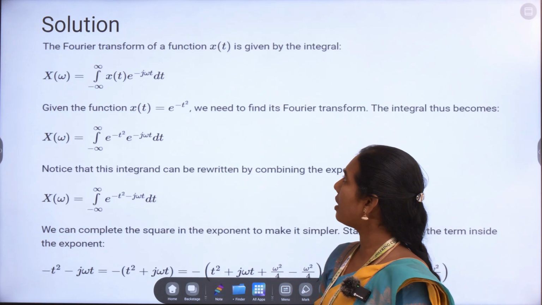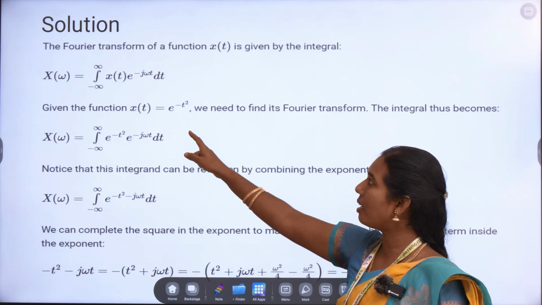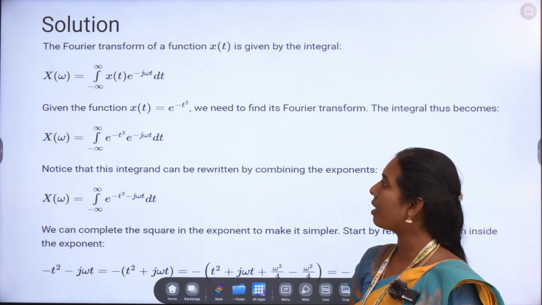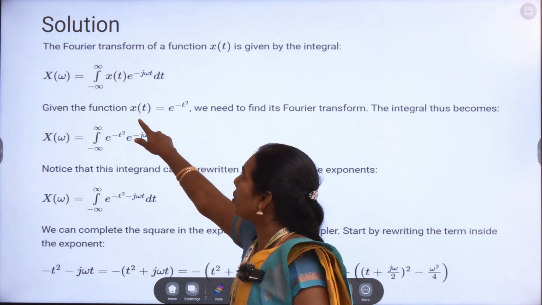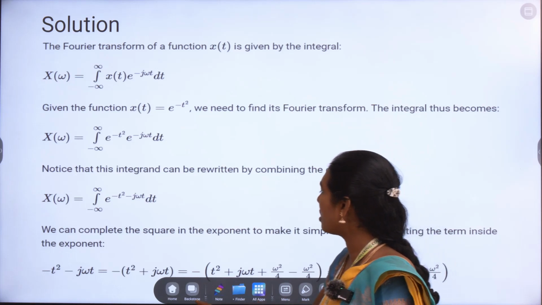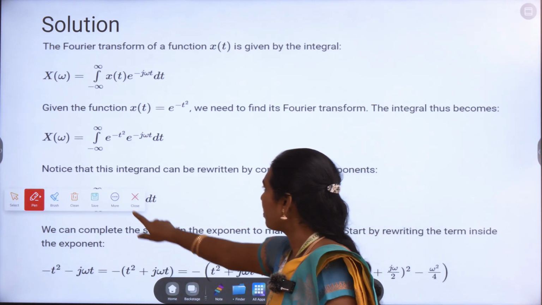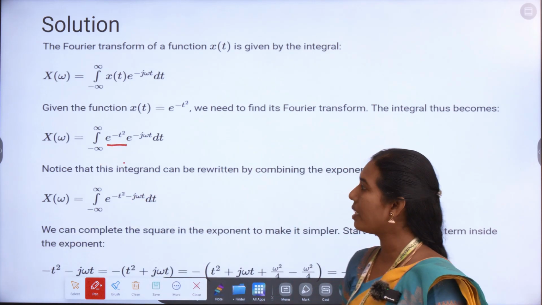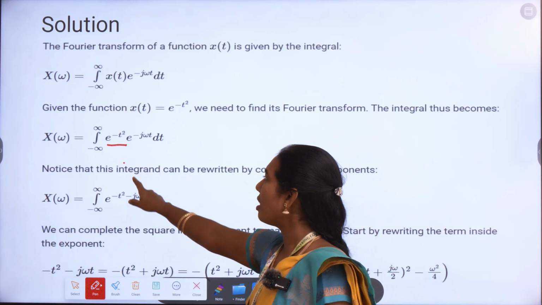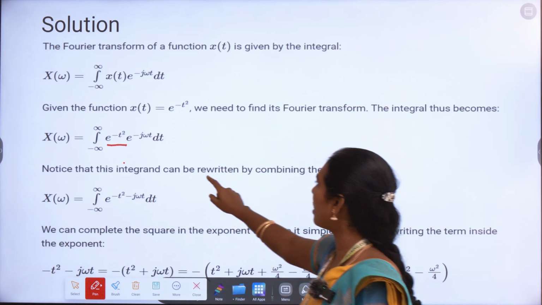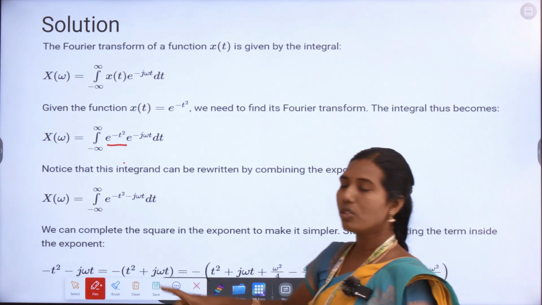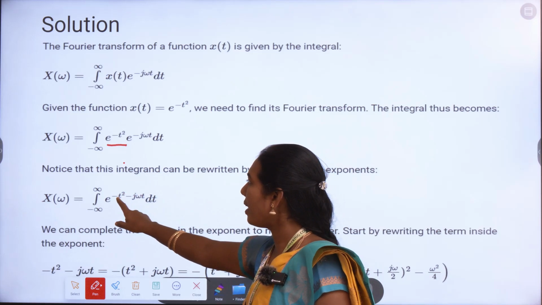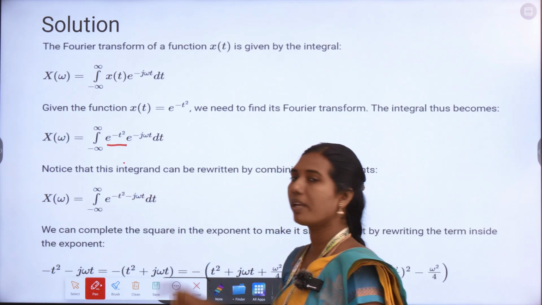So we know that the Fourier transform formula is X of omega equal to the integral from minus infinity to infinity of x of t e power minus j omega t dt. Here we need to substitute the given signal. In the question it is given x of t equal to e power minus t square. So substituting this and taking the integral, notice that this integral can be rewritten by combining the expression. There are two exponentials, so we can combine these two. Combining them gives minus t square minus j omega t dt.